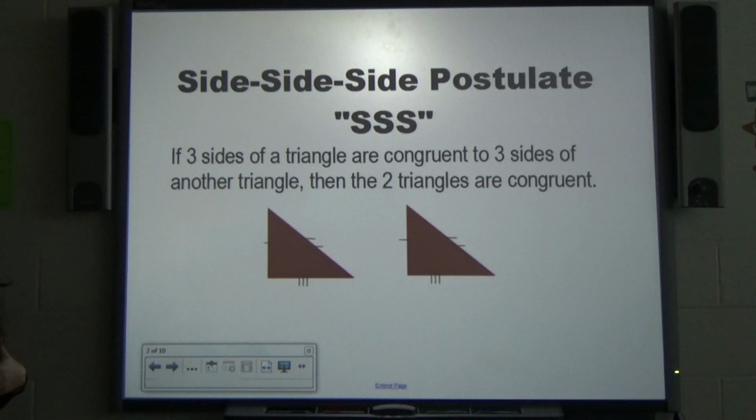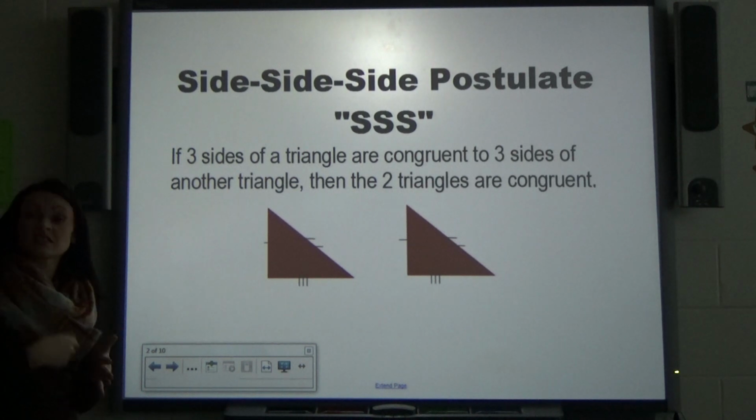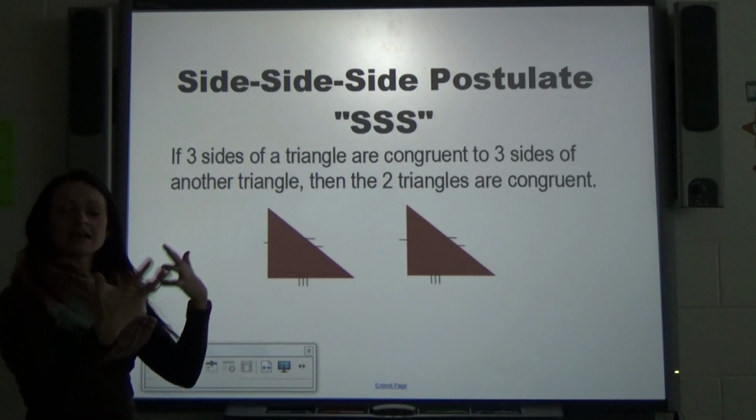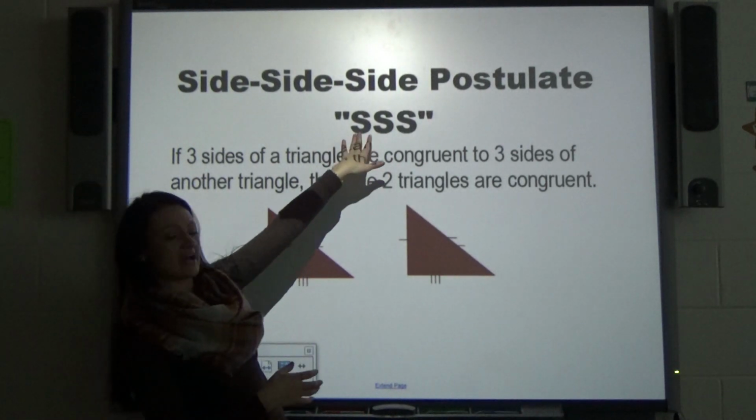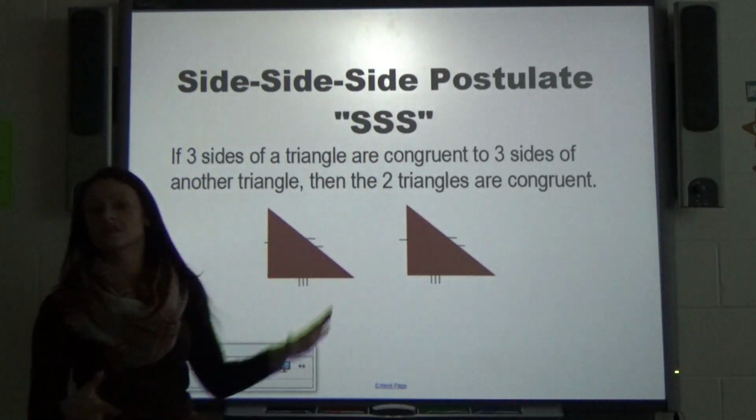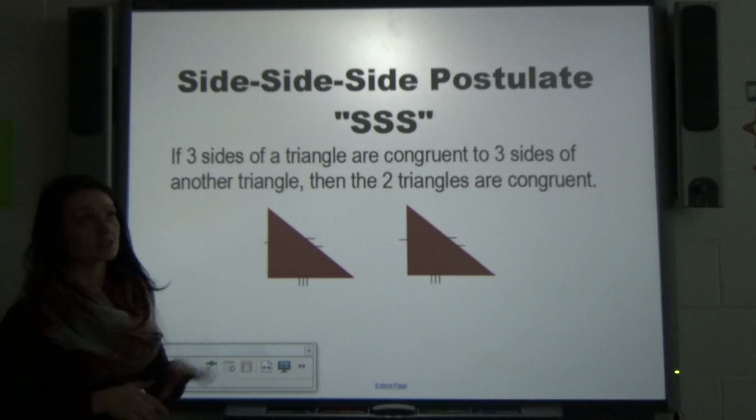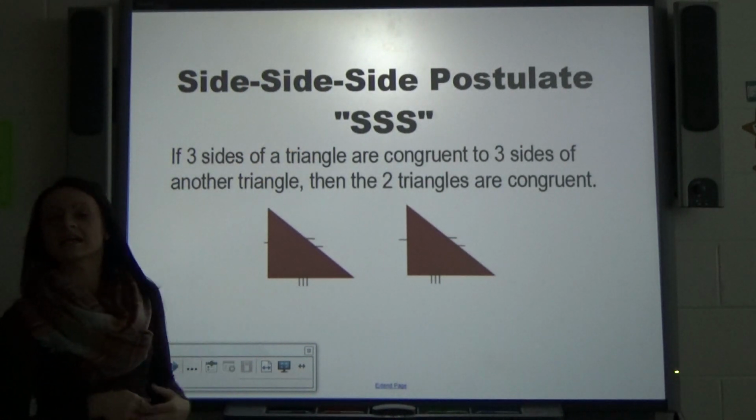And when we're actually writing this out, like on a test or a quiz, or any type of proof that we do or examples, we'll just write SSS, or whatever the abbreviation is for the postulate. So you don't have to write side, side, side every single time.